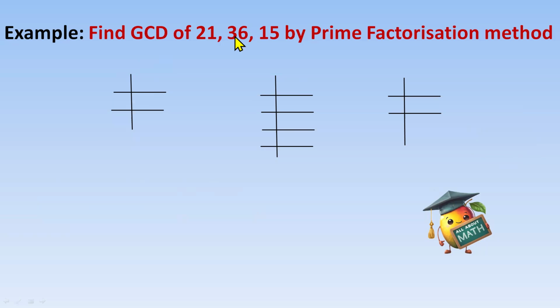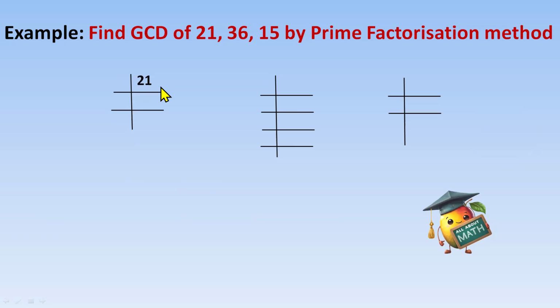So HCF of 21, 36, 15. Now we have three numbers, by the prime factorization method again. So first we'll write 21 in this block. I have written 21. Now I'll check if 21 comes in 2 table, because prime numbers start with 2. So 21 does not come in 2 table. How do I know? Because I know the divisibility rule of 2. It should be an even number, or the last digit should be 0, 2, 4, 6, 8.